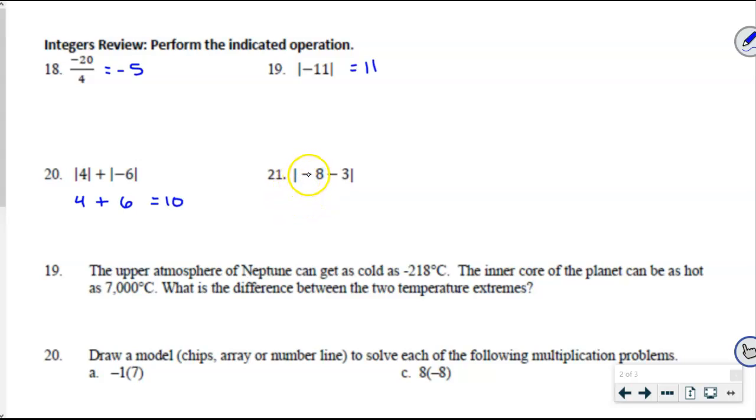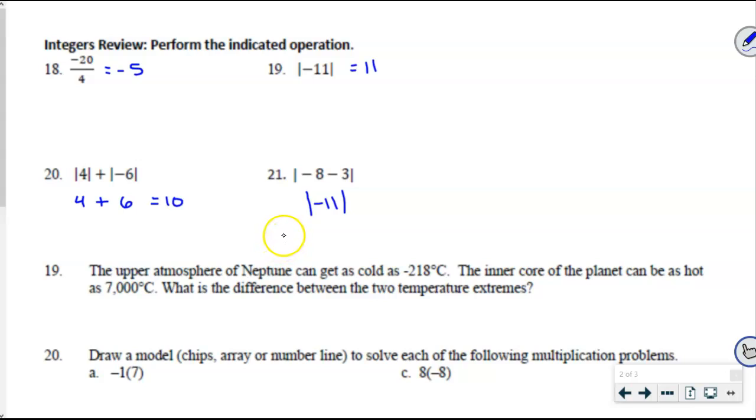Students are like, oh, well, negative 8, but it's in an absolute value, so I'm just going to treat that like 8. And then I'm going to subtract 3. We can't do that because it's not absolute value yet. It's saying we've got this thing inside of grouping symbols that we need to do. Negative 8 minus 3. Negative 8 minus 3 is negative 11. And we're asking what is the absolute value of negative 11.